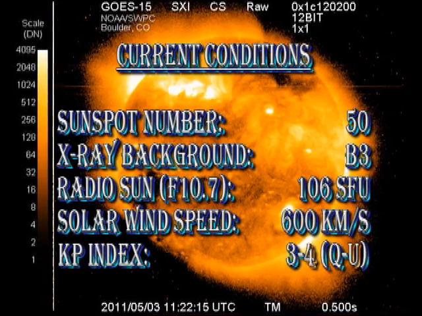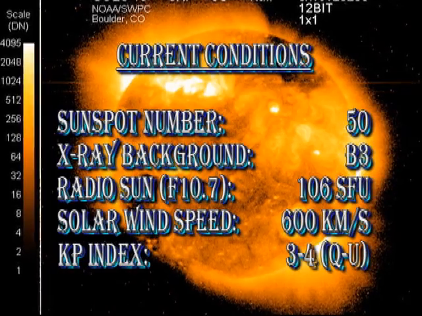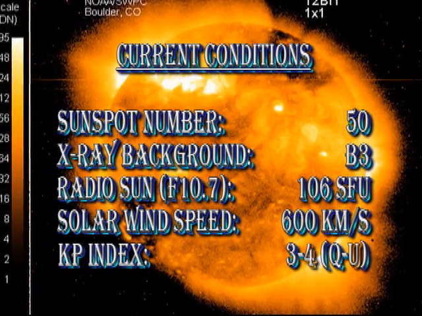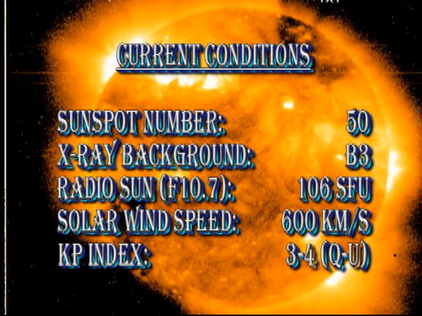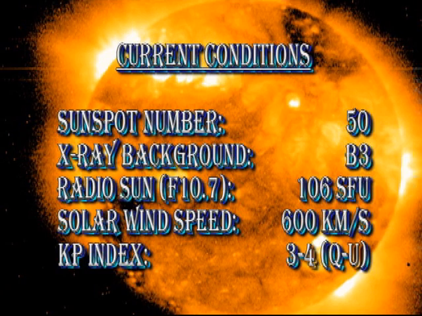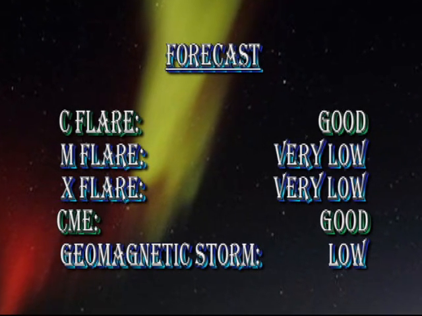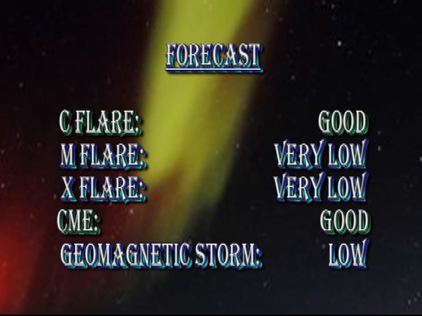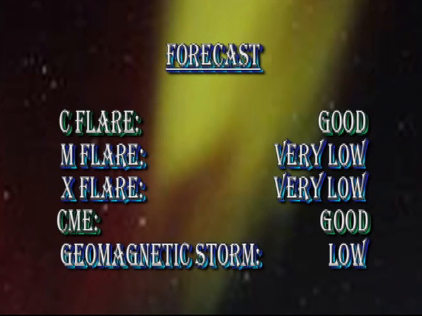So in summary then, the sunspot number is around about 50, the X-ray background remains at about B3, the intensity of the radio Sun has dropped to about 106 solar flux units, solar wind speed has dropped to about 600 km per second, and the Kp index has been varying in the quiet to unsettled range. My forecast for the next 24 hours is very similar to that of yesterday, except for the fact that I've dropped the chance of having an M flare to very low. But I think we have a good chance of getting some more C flares and the odd coronal mass ejection.